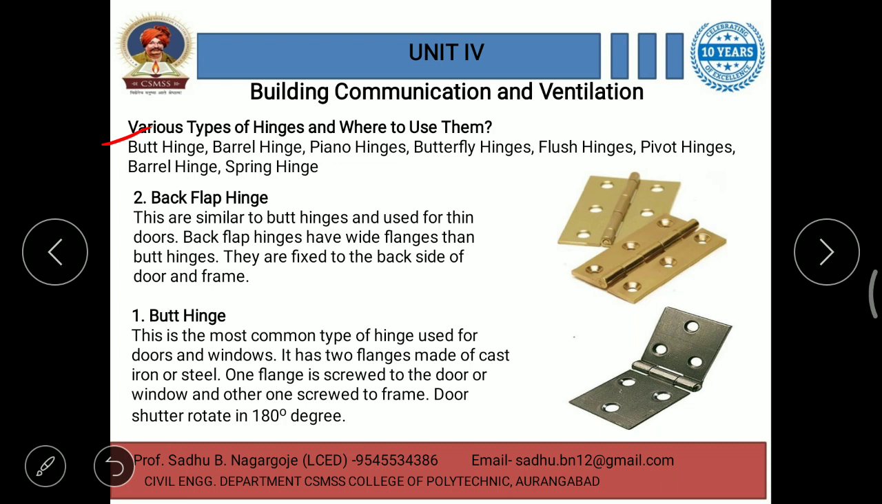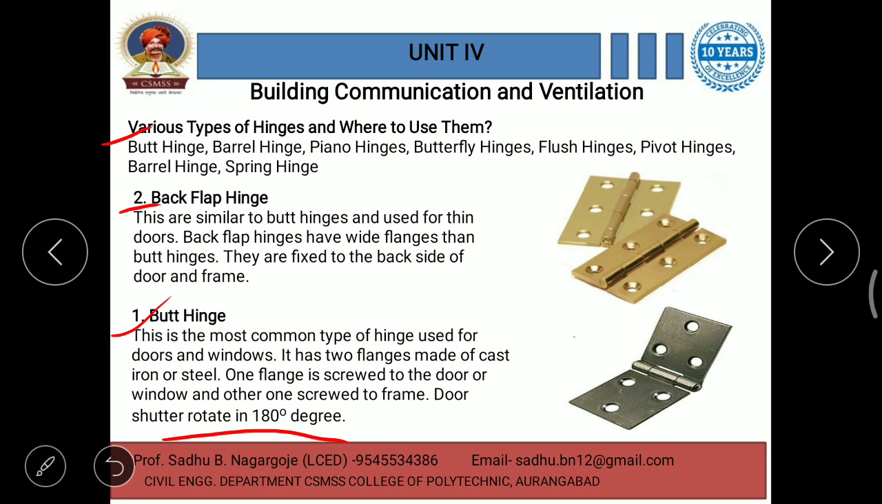The first one is the butt hinge. This is the most common type of hinge used for doors and windows. It has two flanges made of cast iron or steel. One flange is screwed to the door or window and the other one is screwed to the frame. The door shutter rotates at 180 degrees. That means by providing a butt hinge, we can rotate the shutter of that door in 180 degrees only. This is very common in use.